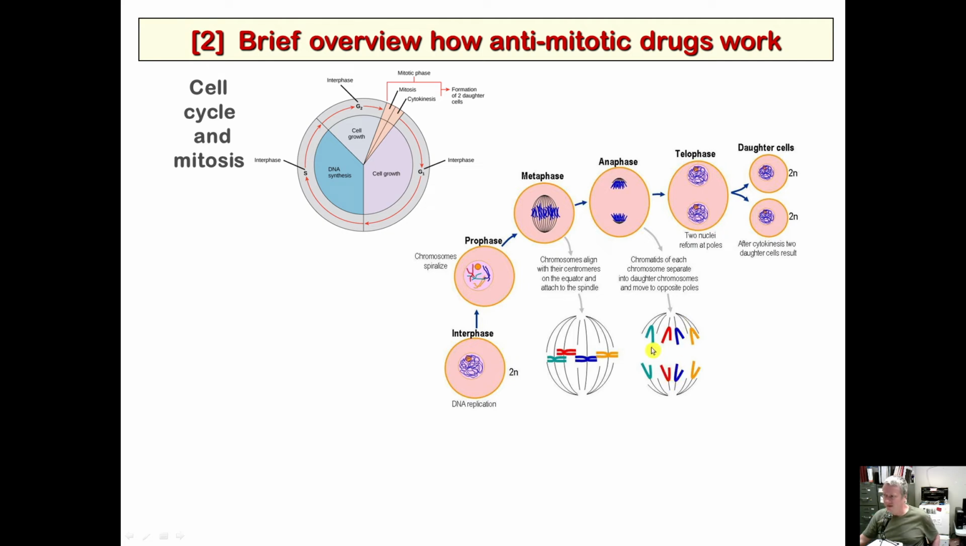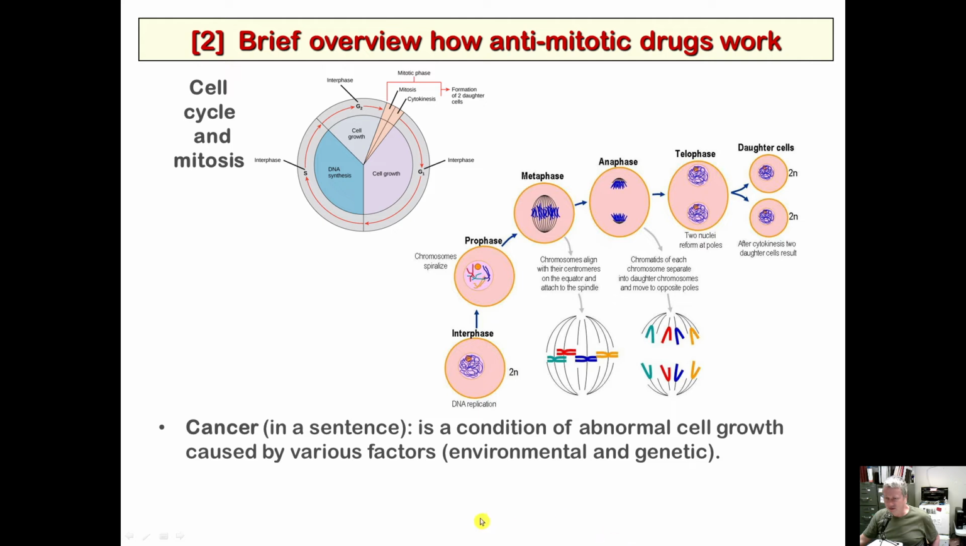So then in telophase, now you start forming two different nuclei. So the nuclei get separated, and then cytokinesis occurs, and you have two new cells. So that's how cells divide, right?